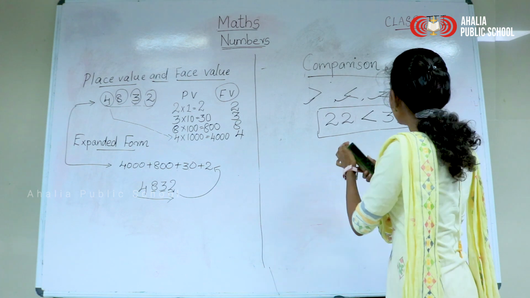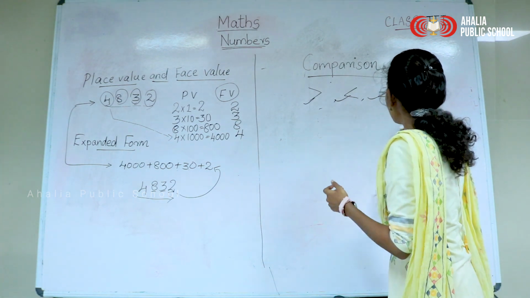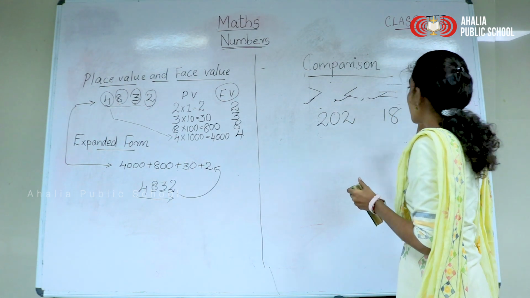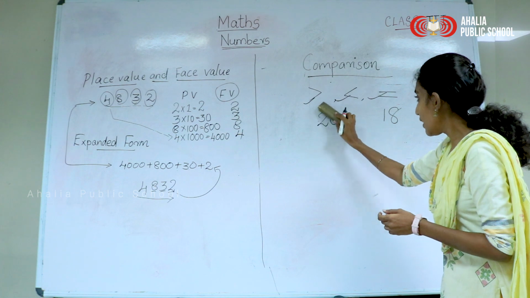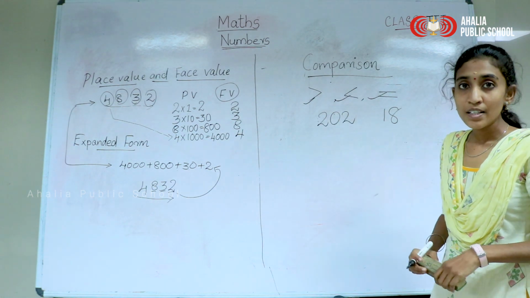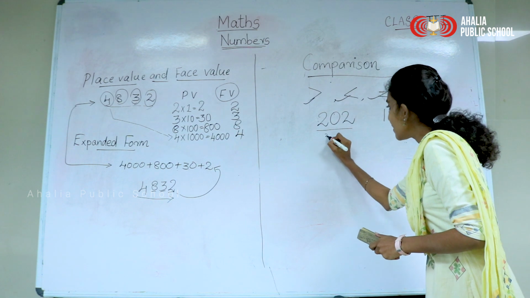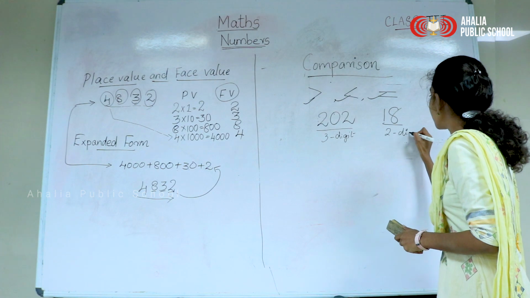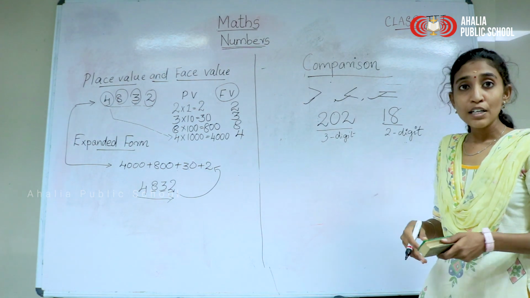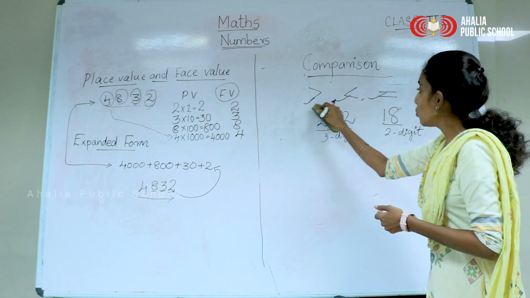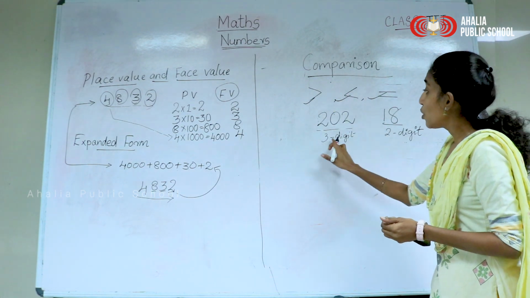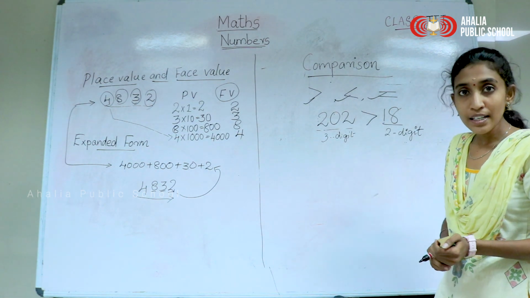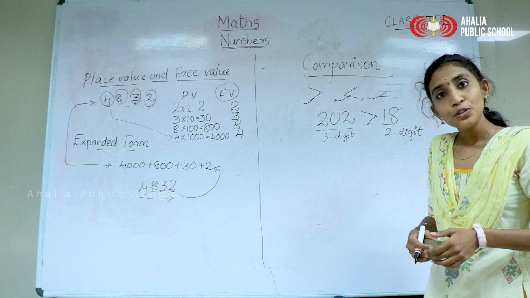Okay, look at the other example. 202 and 18. This is a 3-digit number and this is a 2-digit number. So obviously, which will be the greatest number? 202, because it has more digits, right? So we put the open mouth symbol towards 202.